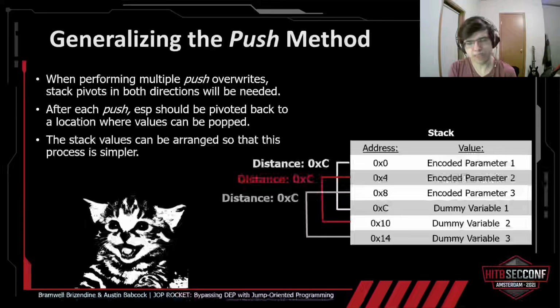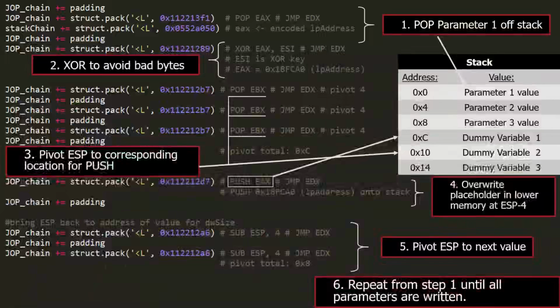And if we want to do a lot of pushes in a row like this, we can set up our stack in a special way here, where we have the same distance between each encoded parameter that we're dealing with, and then our dummy variables, the distances between each pair there are the same. So that way we can keep on using the same distance stack pivots each time.